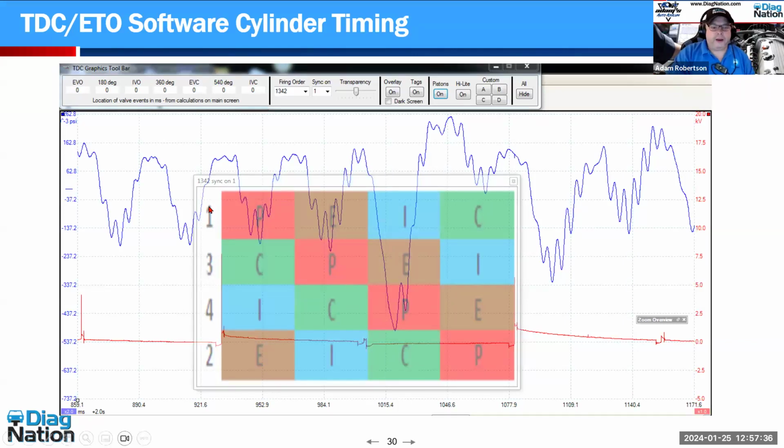For example, number 1 is on power, exhaust, intake, compression. Number 3, compression, power, exhaust, intake. You guys get the idea. My dropout happened right here.